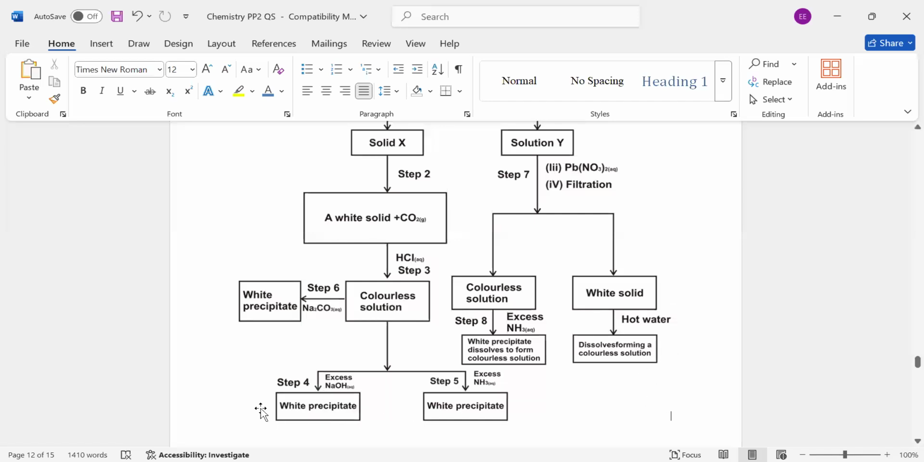Somebody tell me which possible ions are present here. Victor, Baraka. Yes, Victor? Oh, Victor, you've disappeared again. Lemuel?